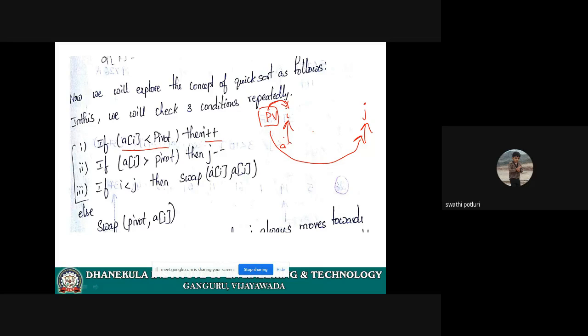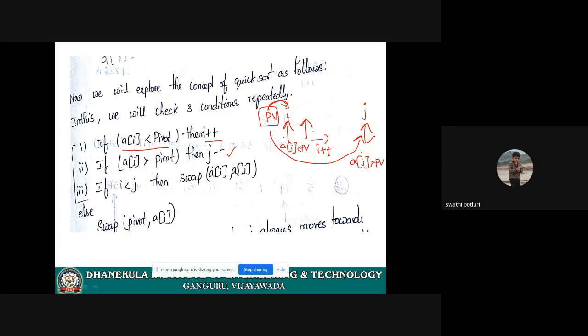So here, if we check whether A of I is less than pivot, then we can increment the value of I. Until the condition becomes false, you have to keep incrementing I. Once it is false, we move to the J pointer and check the condition. What is the condition to check? If A of J is greater than pivot.